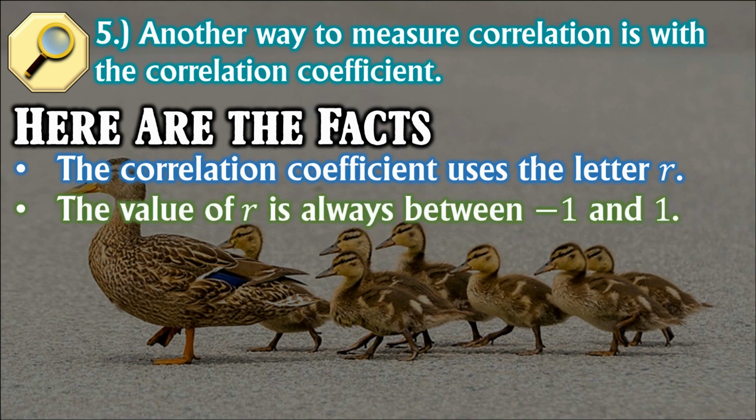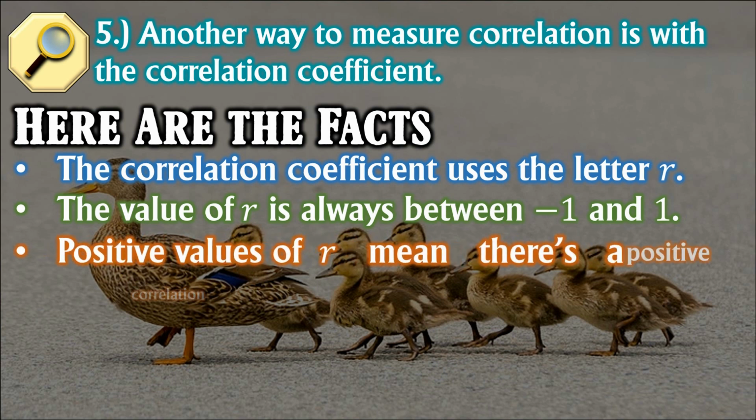Now, the value of R is always between -1 and 1. Always those values. It could be 1 or -1, but it has to be in between those. You never get a correlation coefficient of like 2. What do those values mean?